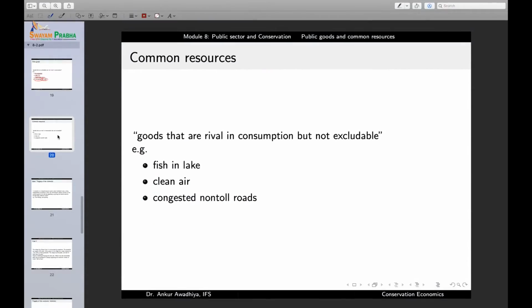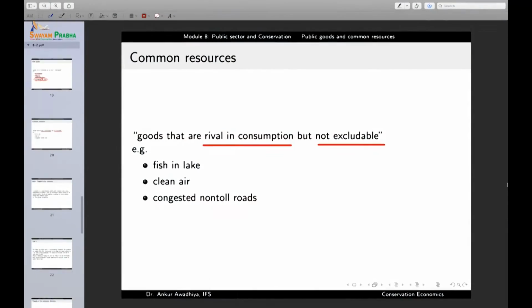Another category is common resources, goods that are rival in consumption but not excludable. Things such as fish in the lake. Now, fish in the lake is a rival in consumption because if I take out more of the fish, if I do more fishing, then less fish is available for you. So it is a rival in consumption. But it is not excludable in most cases because people have free access to the lake. So until and unless there is an authority that puts up a fencing all around this lake, it is not excludable, but it is rival in consumption.